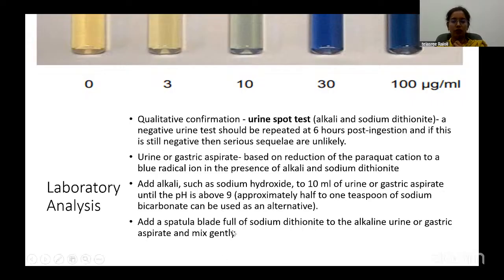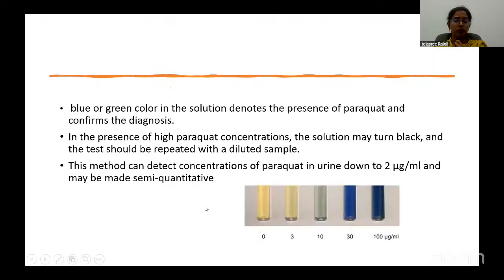Then a spatula full of sodium dithionite has to be added to this alkalized urine or gastric aspirate, and you have to mix it gently. At that point, you can see a color change from blue to green, depending upon the concentration of paraquat, and it will confirm your test. With higher paraquat levels, it might change to black color also. At that moment, you need to dilute the sample before performing the urine dithionite test.